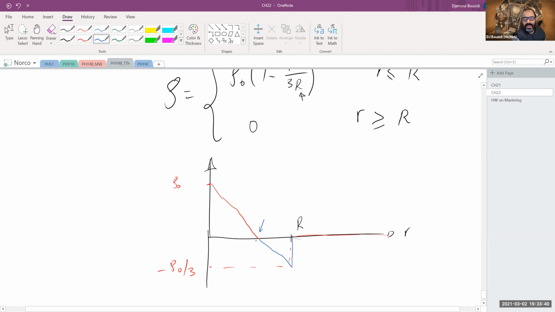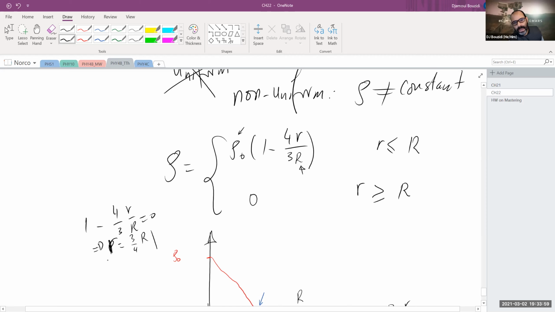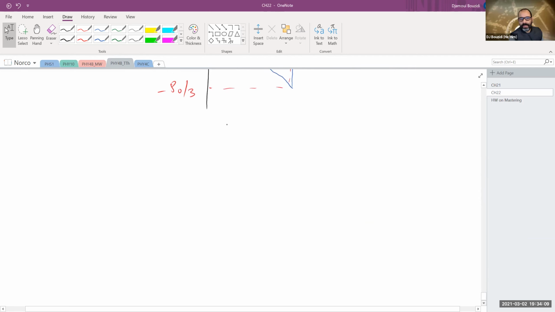At some point, this charge cancels, and I can find the point where this cancels by just equating this to 0. So all I can do is find 1 minus 4 over 3 R over R equals 0. And this is clearly true, if I do this algebra correctly, when R is equal to 3/4 of big R. So 3/4 of the way, the charge drops to 0. Okay, do you guys see that? And then it changes.